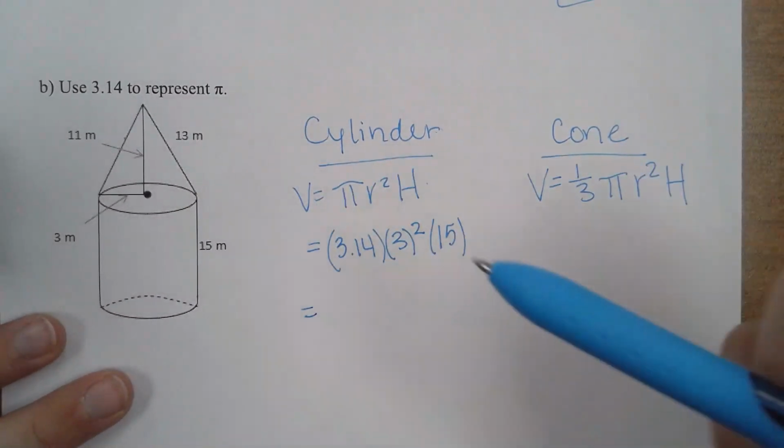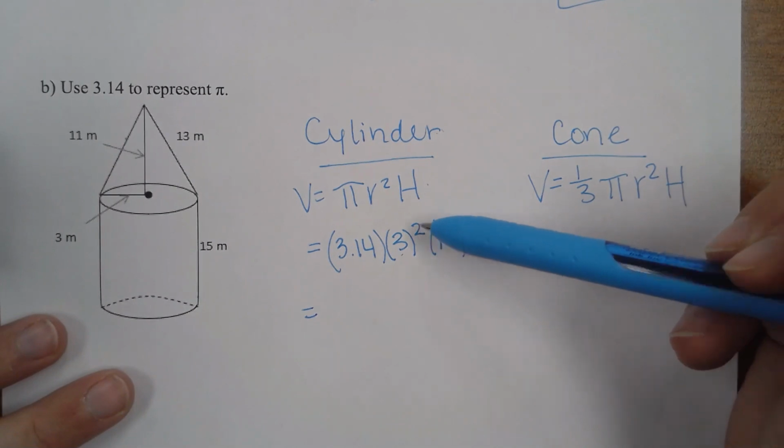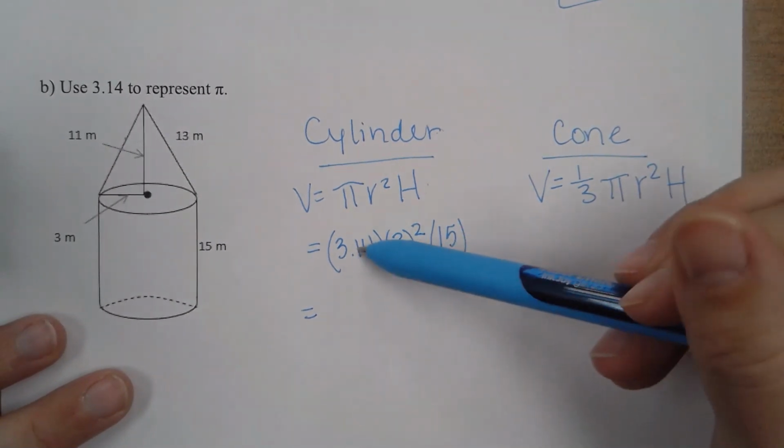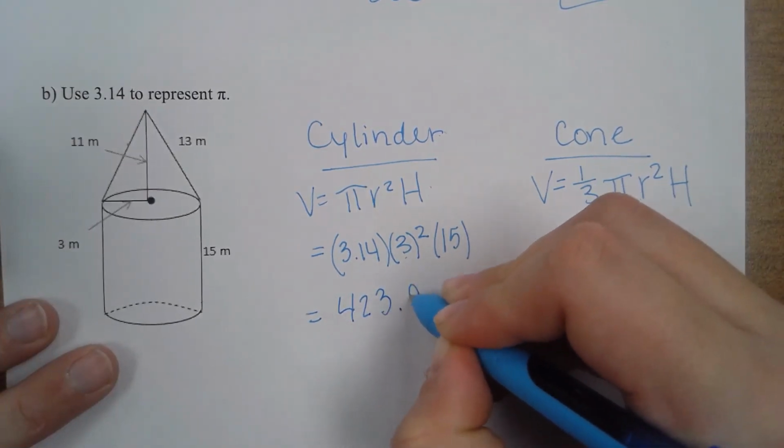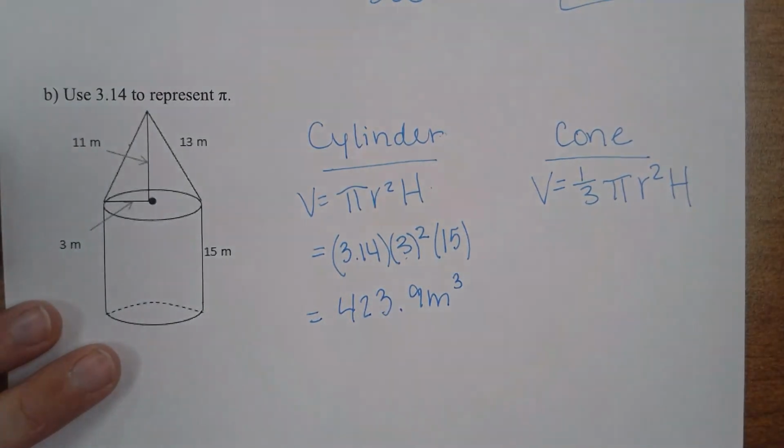Alright, so again, we're just multiplying here. 3 squared is 9. 9 times 15 times our 3.14 is going to give us 423.9 cubic meters.